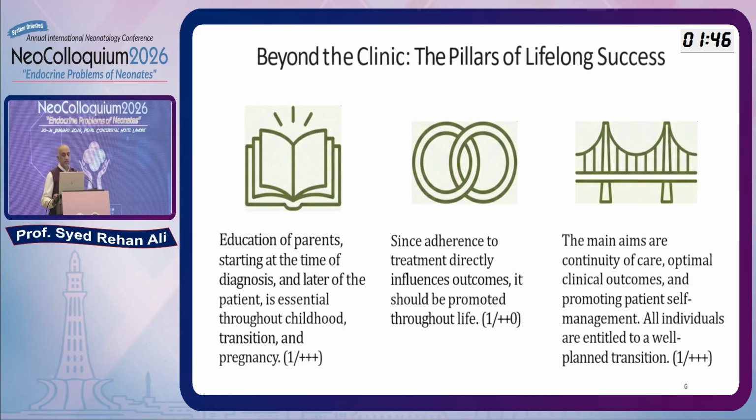So what are the pillars of lifelong success? Education, education, and education. The problem we face is that the parents don't think that it is a significant disease. You need to spend time, tell them about the diagnosis, and tell them that this might go on throughout their childhood and later. They need to adhere to the treatment in order to influence outcome. The main aim is the continuity of care, and all individuals are entitled to a well-planned transition.